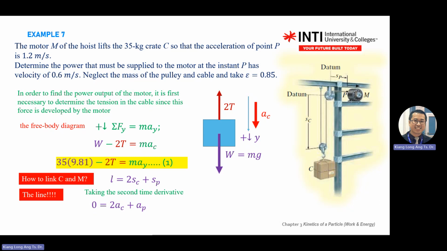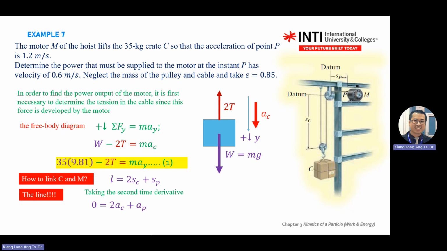So W minus 2T, because positive goes down. You are following the datum given. Then MAC, you modify accordingly. You substitute the values, you get the first equation. Here you got T, you got AY, two unknowns, only one equation, you cannot solve. So you need help from the pulley equation.